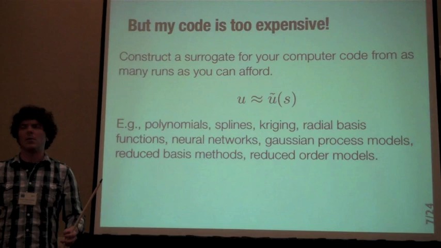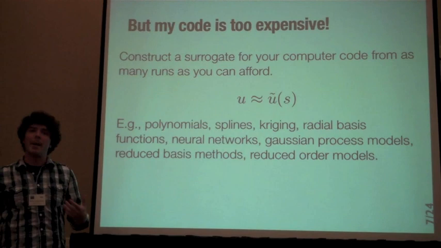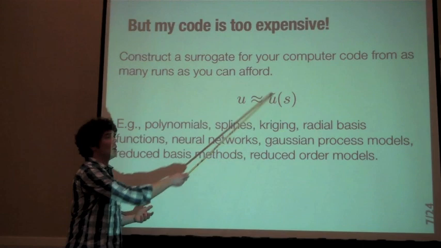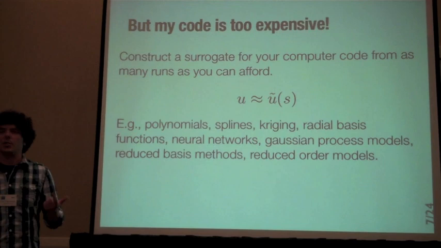What you can do is construct some kind of a surrogate for your computer code, and many of the talks at this conference are about how to build a surrogate for your expensive computer simulation. So using as many runs as you can afford, instead of computing U, you approximate it with some kind of a U tilde, which mimics the input-output map, right? Given the same types of inputs, it gives an approximate output to what you would get from the computer code. And then you run your same statistical procedure on that surrogate instead of the full code.